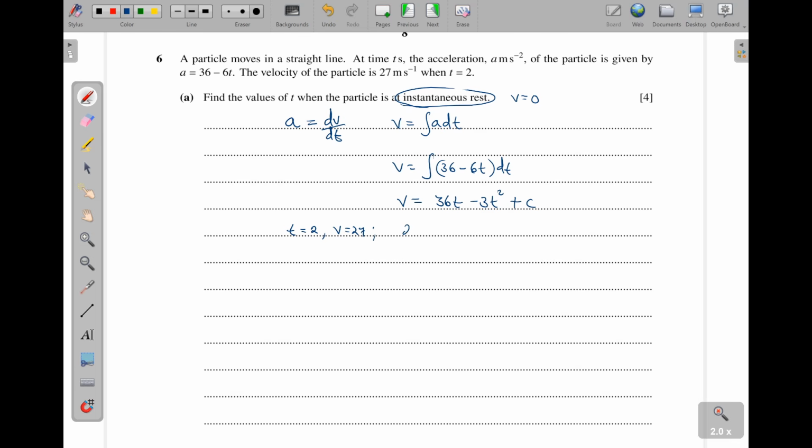So now substituting this one here, we shall have 27, which is equal to 36 times 2, then minus 3 into 2 squared, plus c. So we shall have 27 minus 36 times 2, that is 72, and then 3 times 4, that is 12. So when it crosses, it becomes a plus to give us a c, and then our c here becomes negative 33. So the expression for the velocity here is 36t minus 3t squared minus 33.